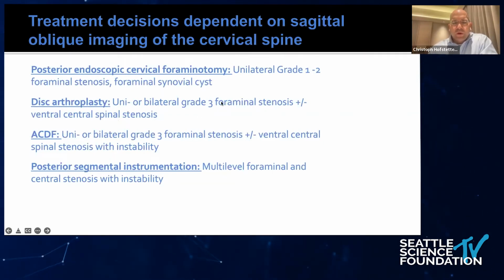For grade 3 foraminal stenosis, where you have encroaching of the pedicles, the cervical foraminotomy gets to its limits. And also if you have a ventral cervical spinal stenosis that needs to be addressed, cervical disc arthroplasty is a fantastic option. Or if there's a grade 3 foraminal stenosis, ventral central stenosis with instability, then an ACDF, and then with multiforaminal and multisegmental stenosis and instability, a posterior segmental instrumentation comes into play. But this is very helpful to choose what type of procedure you can do for these patients.